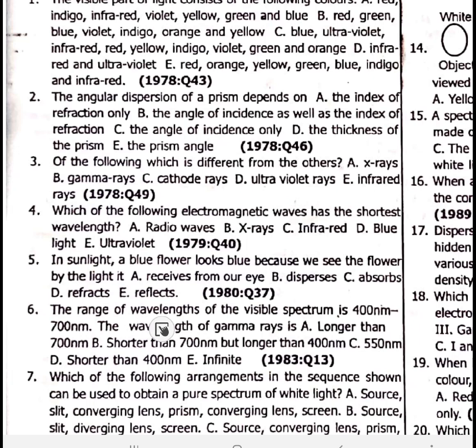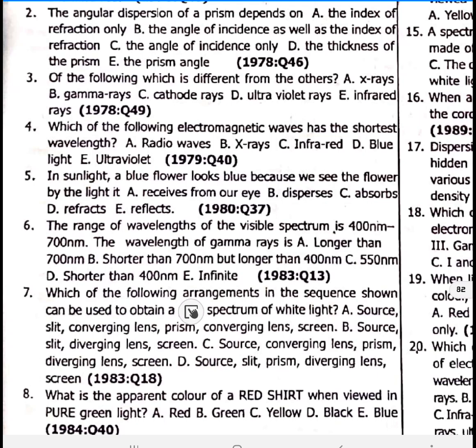Number six. The range of wavelength of the visible spectrum is 400 nanometer to 700 nanometer. The wavelength of gamma ray is shorter than 400 nanometer. Option D. Number seven, which of the following arrangements in the sequence shown can be used to obtain a pure spectrum of white light? A is your source, B is your slit, C is the lens, D is a prism, E is the second lens, and F is your screen. So number seven is option A: source, slit, lens, prism, lens again, then screen.